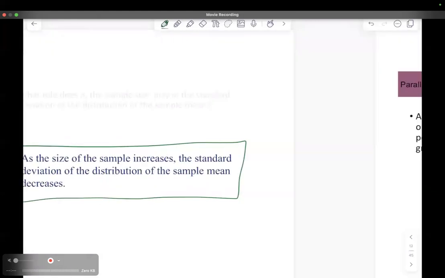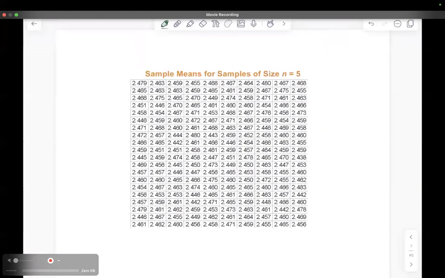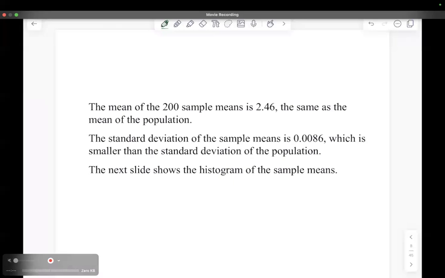So 200 times I grabbed 5 pennies and I averaged their weight. So this right here is the average weight of one group of 5 pennies. Then I did it 200 times. I took samples of 5 pennies 200 times and averaged their weight. And then I took all of these averages and I averaged all of the averages. And I got this right here.